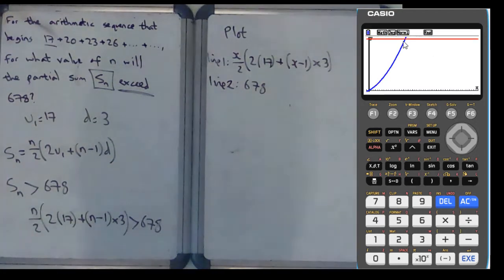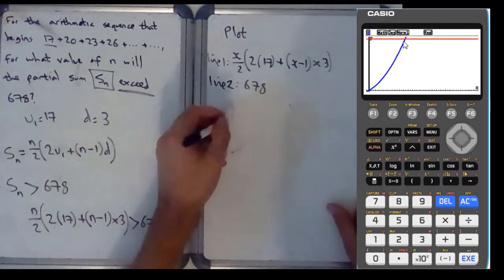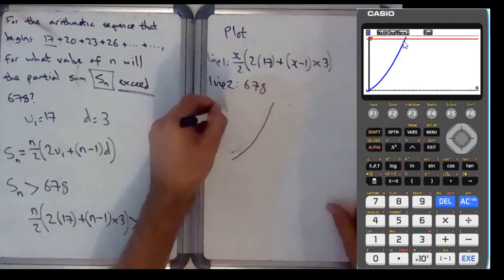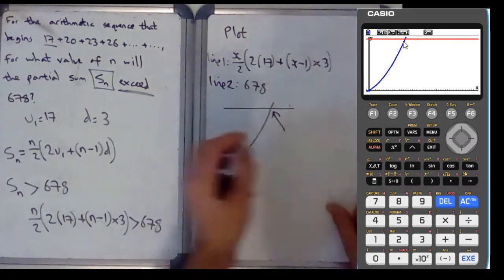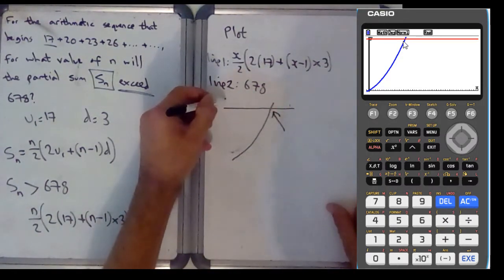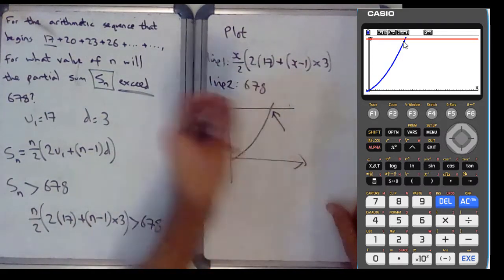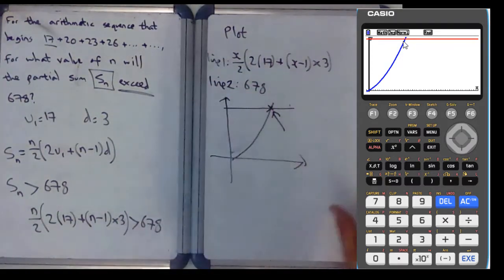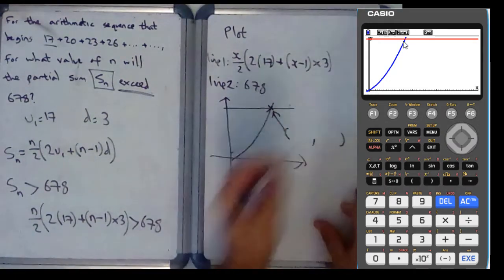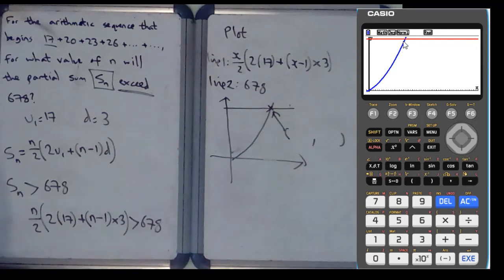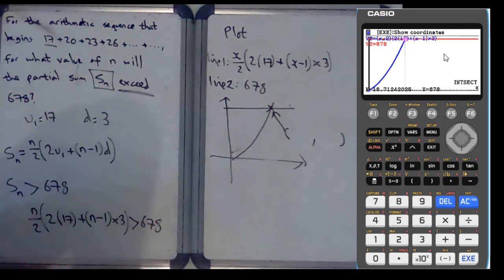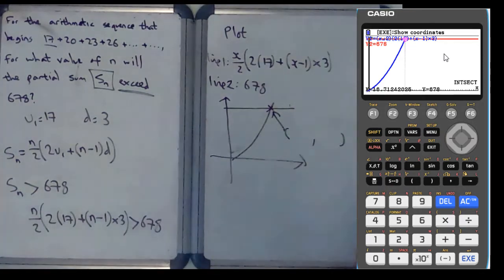If you're worried that you're not getting any working out marks for this, what you could do is just draw the two lines like that and show that you know where the intersection is. If I find where that point is, that will help me a lot. So I'm going to go to G-Solve, shift G-Solve, and I want the intersection between the two lines. Press F5 for intersect, and I can see that happens when x is 16.71, y is 678.